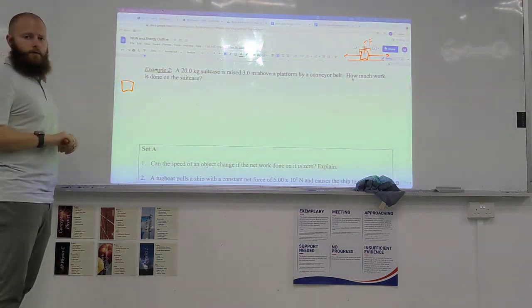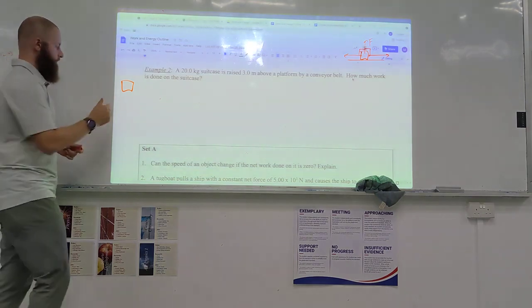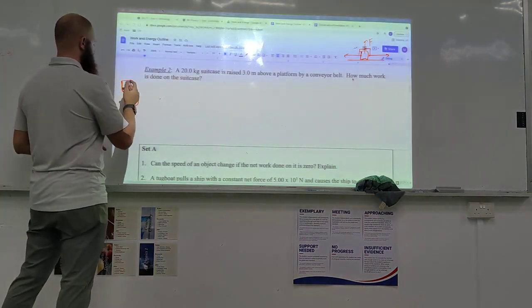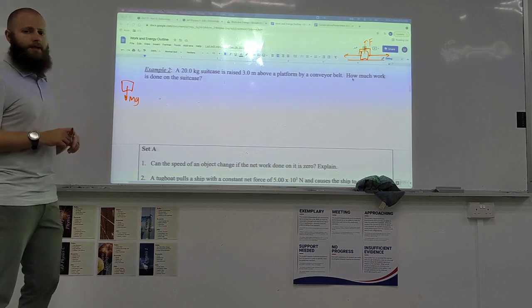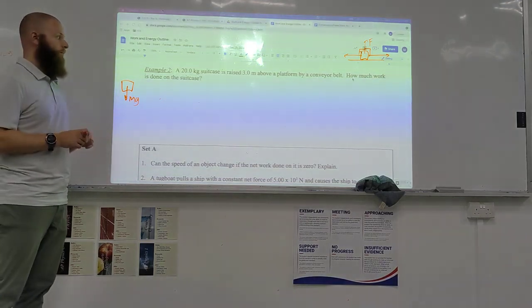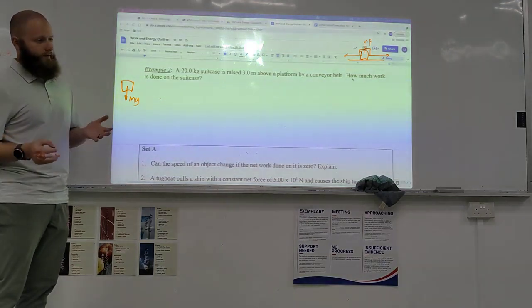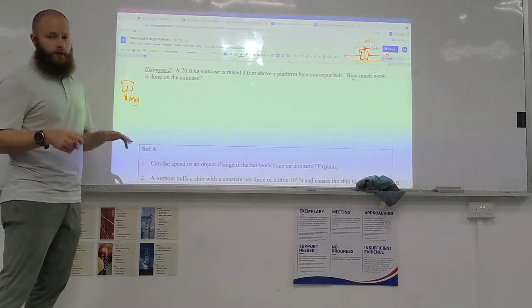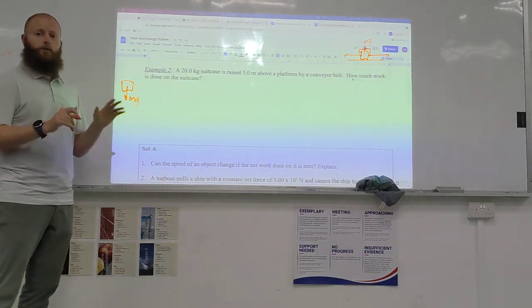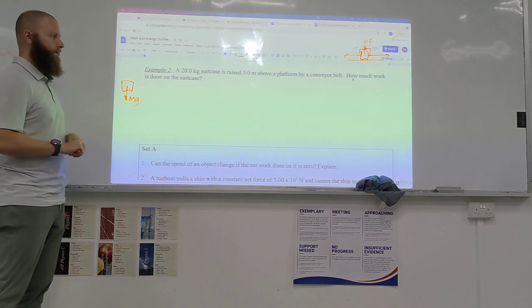Well, we have a downward force. What's the downward force? Yes. So the downward force is mg, and we're going to assume that it's a constant velocity, okay? There obviously needs to be a bit of an acceleration to get it moving, and then there'll be a deceleration at the top, but overall it's pretty close to a constant velocity.